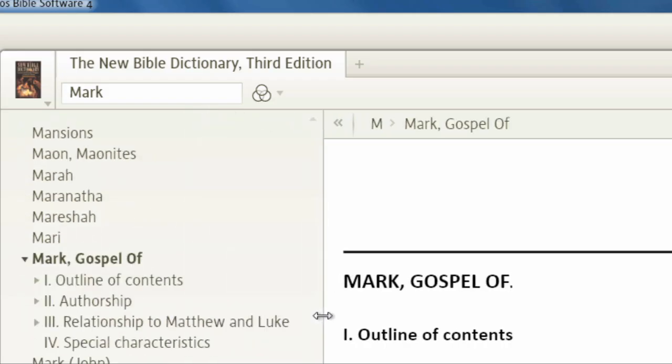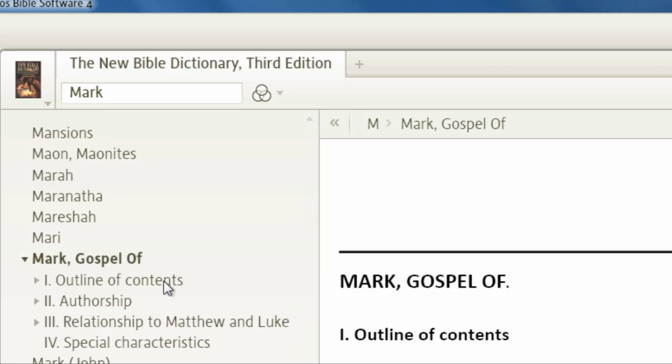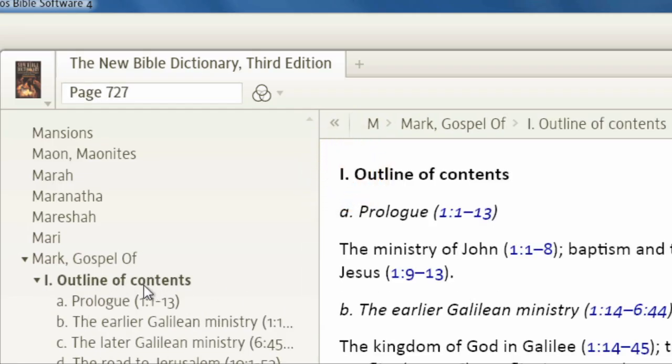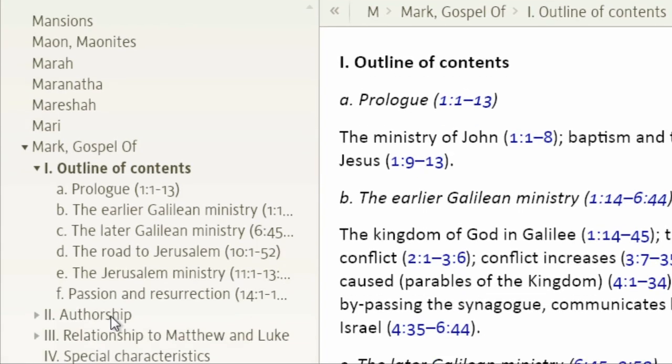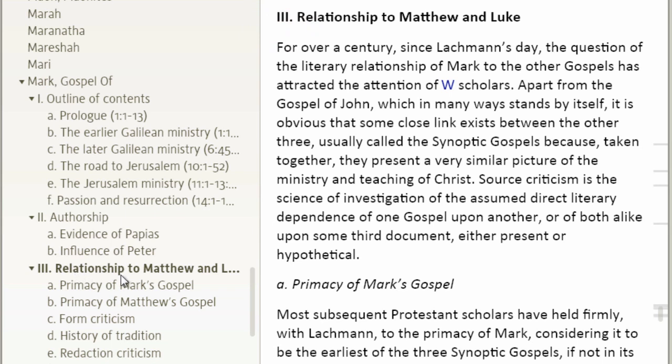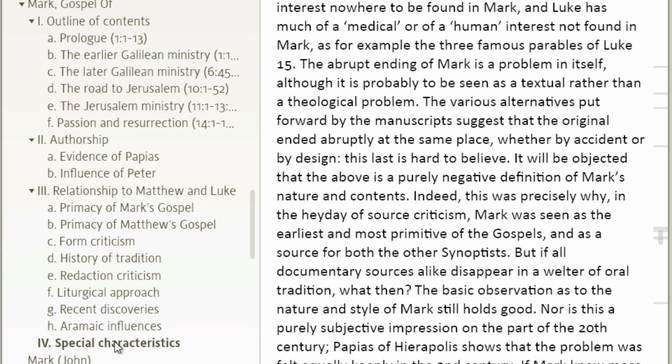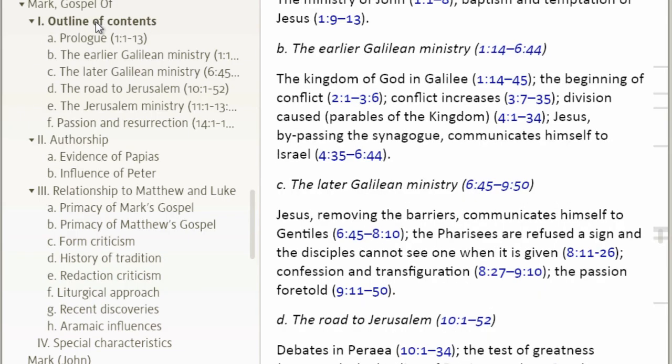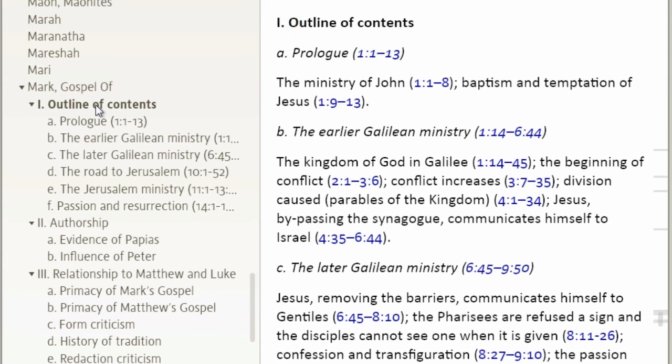And if we scroll down within the contents pane here, we can get an overview of the contents of this article. First, it starts out with an outline of the contents, then a section on authorship, who wrote the gospel, the Gospel of Mark's relationship to Matthew and Luke, as well as special characteristics of the Gospel. Now, for our purposes, what will be most helpful is this outline portion here. And it can be especially helpful for you as you're trying to plan a sermon series on the Gospel of Mark or any other book of the Bible.